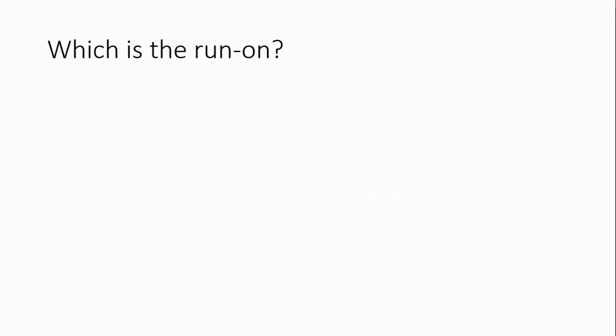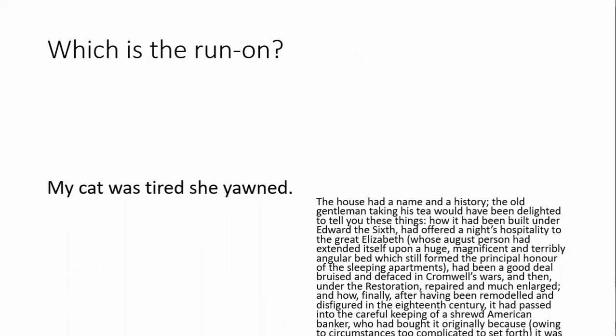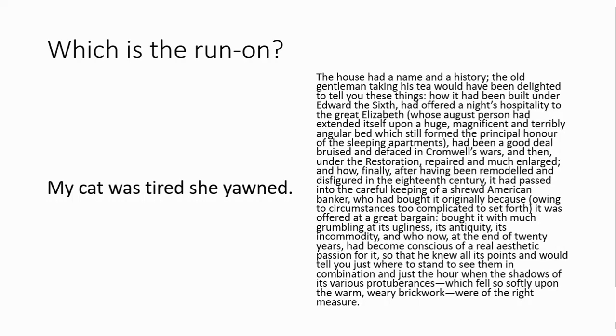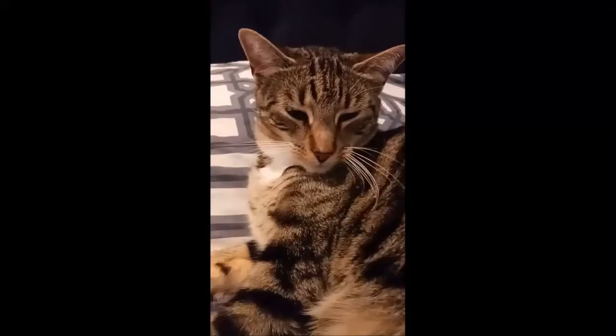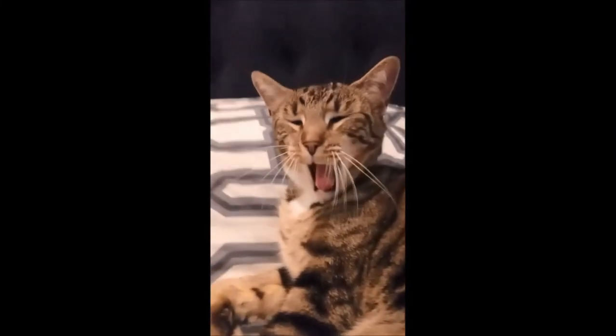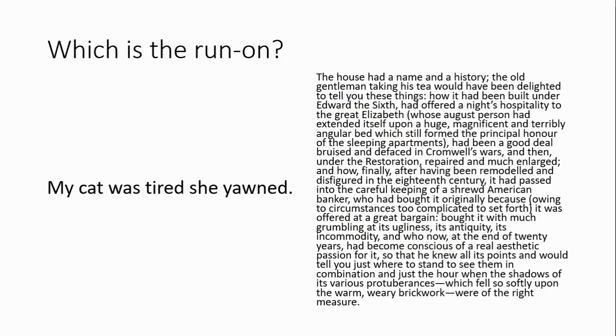Which is the run-on? I'm going to show you 2 sentences, and I want you to tell me which is the run-on. On the left is a 6-word sentence I wrote. My cat was tired, she yawned. And on the right is a 207-word sentence written by the great American novelist Henry James. Do you need a few moments to read it? No, don't bother. But which one do you suspect is the run-on? Well, I'll give you a hint. Did you get it? That's right, the one on the left.